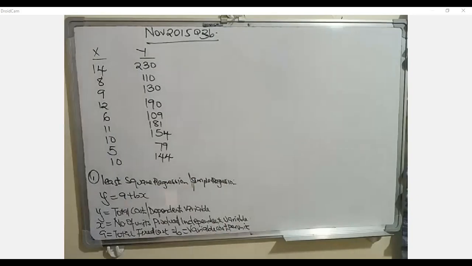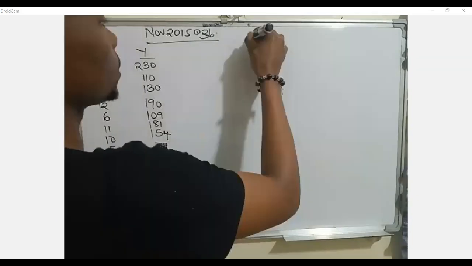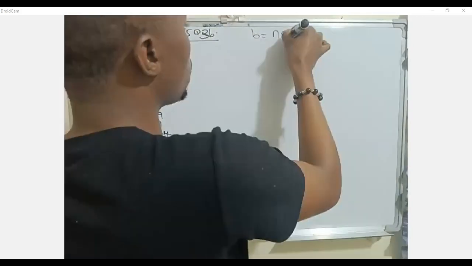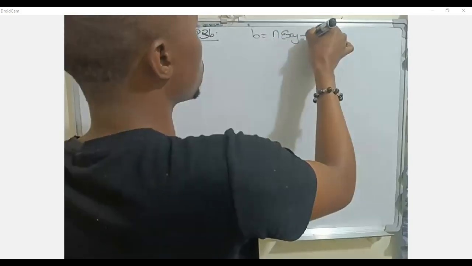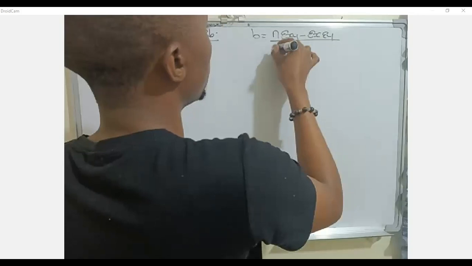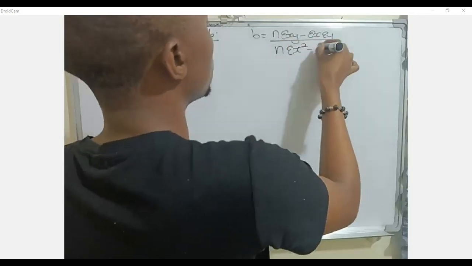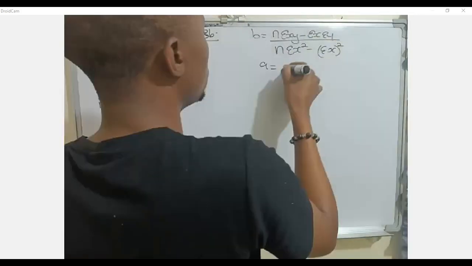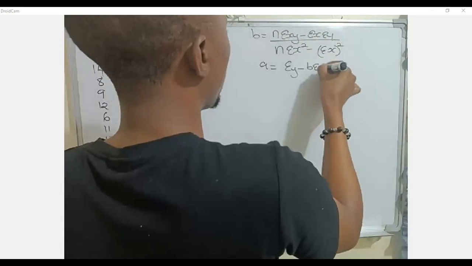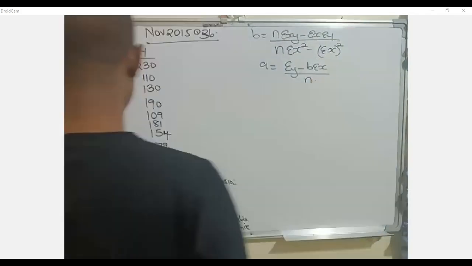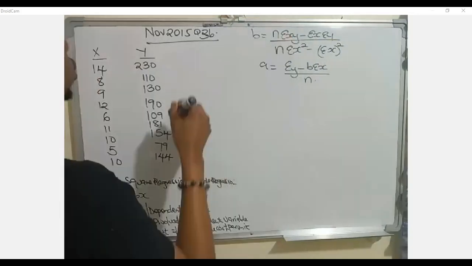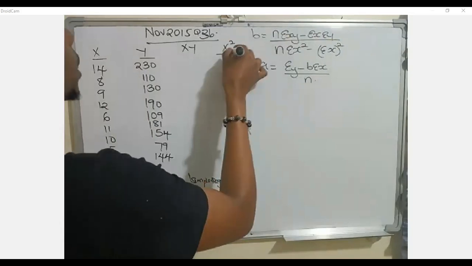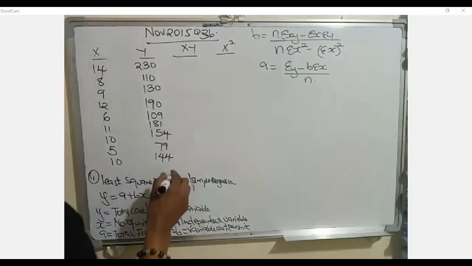Now, I need to understand very well that to get my b, I normally use a formula: n times the summation of XY, minus the summation of X times the summation of Y, divided by n times the summation of X squared, minus the summation of X, closed bracket squared. Then to get your a, you take the summation of Y, minus b times the summation of X, then divide by n. So from my formulas, I need to multiply X and Y, and then we also have X squared. Because I don't have a lot of time, I just want to show you how to deal with this in the exam.